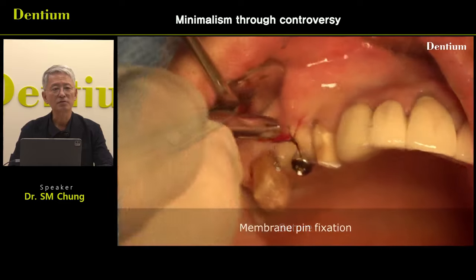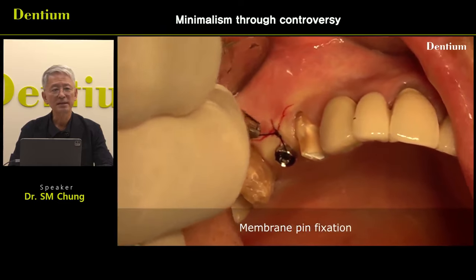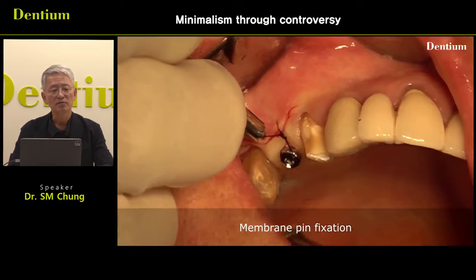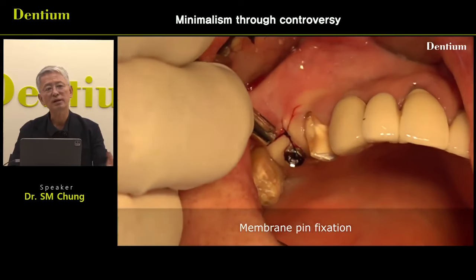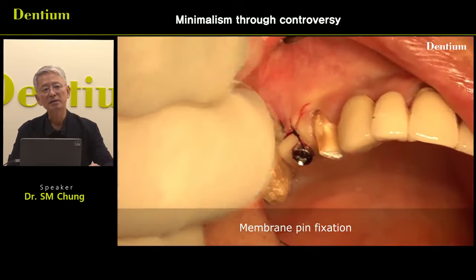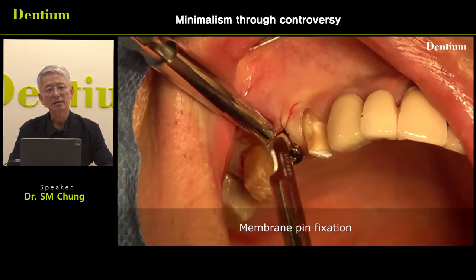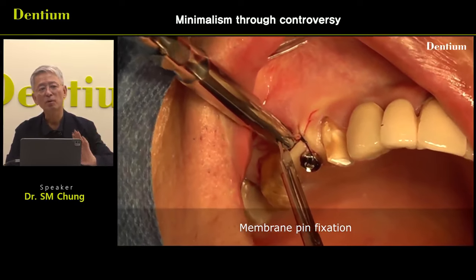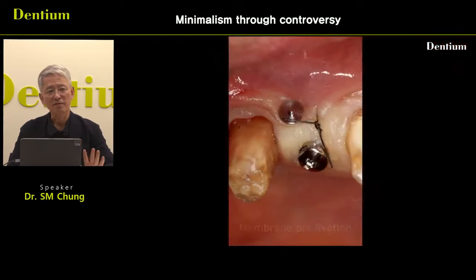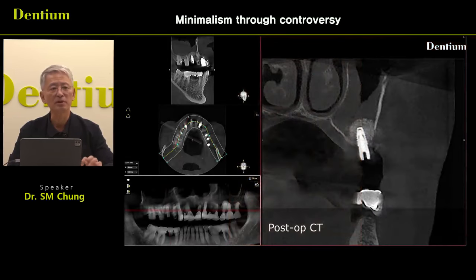But sometimes we can use the pin instead of the sutures. With the sutures, we clean the flaps and push the flap to the bone. So that was faster soft tissue healing compared to the sutures. And that is very convenient also in mucogingival surgery.